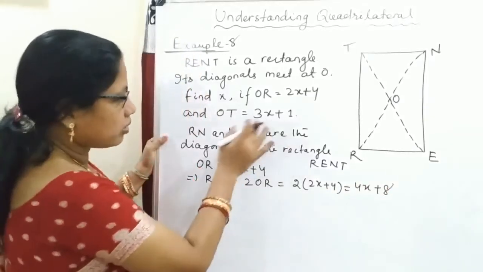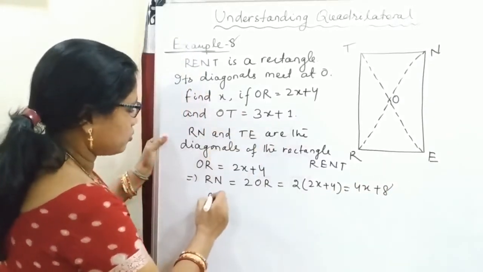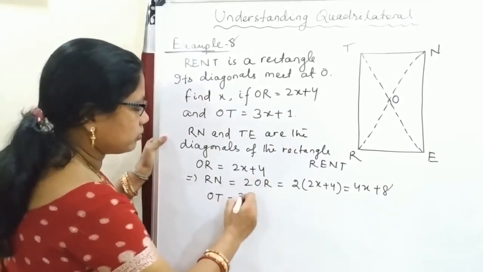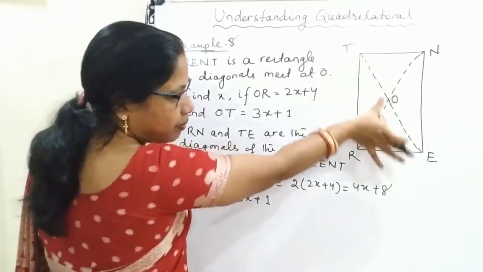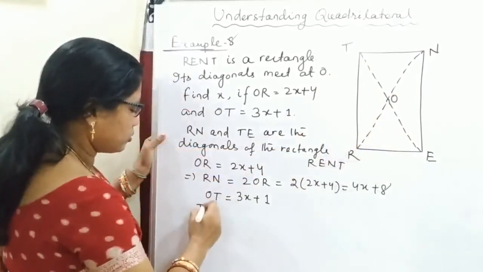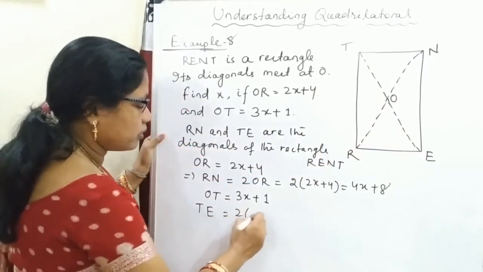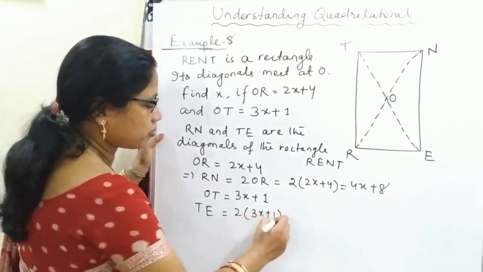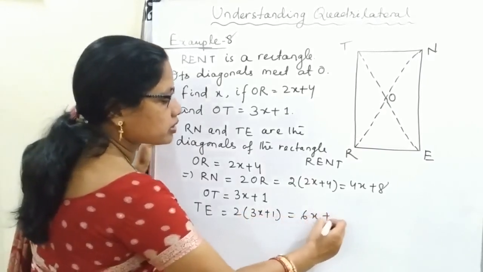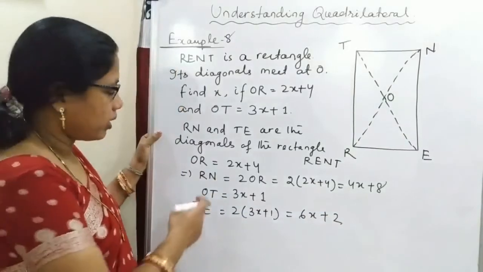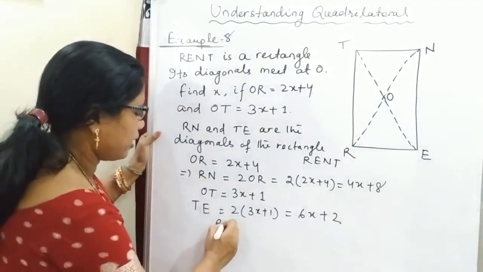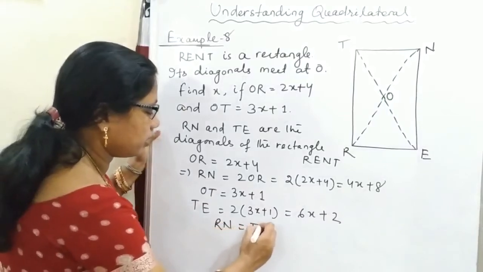And what is the other? OT is given. So OT is equal to 3x plus 1. OT is half of the diagonal TE. So TE is equal to twice of 3x plus 1. So this is equal to 6x plus 2. As we know, the diagonals of a rectangle are equal. So RN is equal to TE.